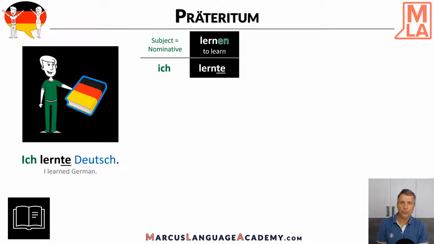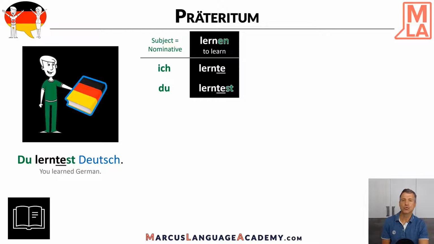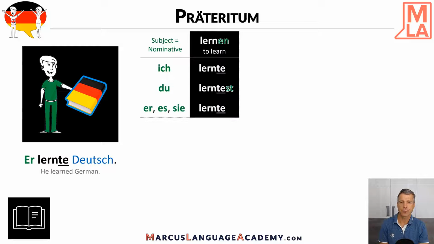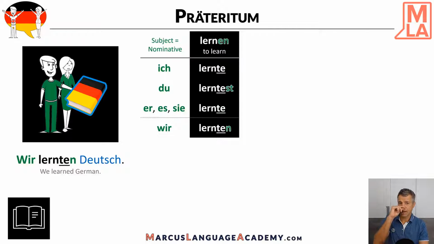In second person it becomes du lerntest Deutsch. You learned German. So we add st as an ending for the second person. In third person we have er lernte Deutsch. So there is actually no new ending, it's the same as in first person, ich lernte, er lernte. And in plural we add an n. Wir lernten Deutsch. We learned German.